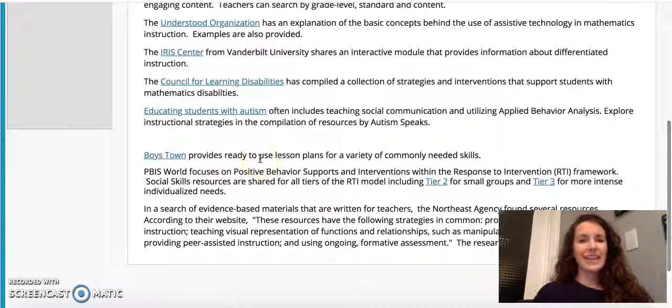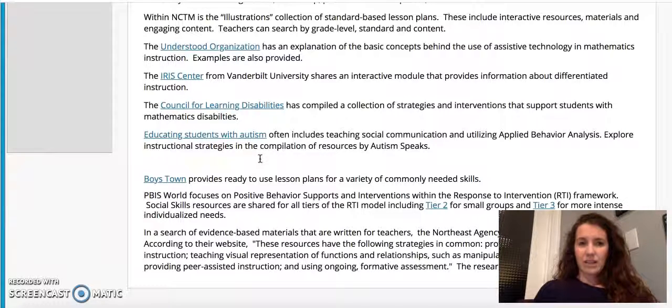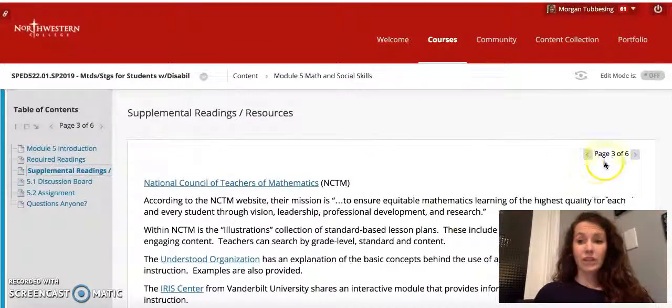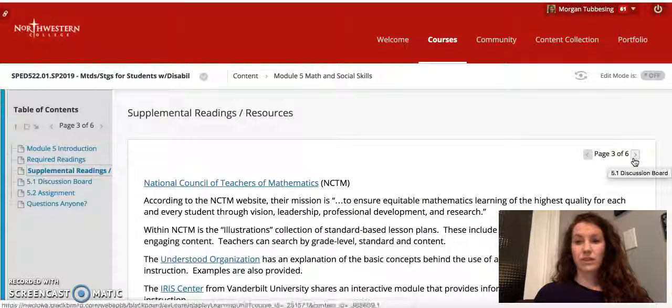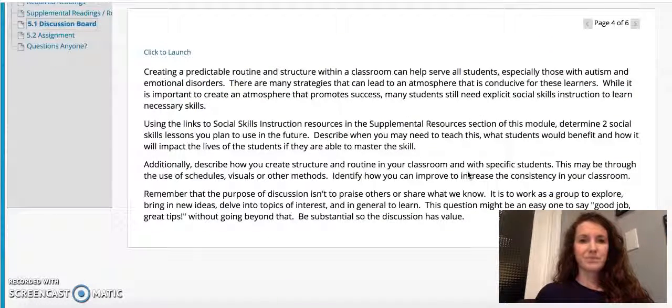The Boys Town link, I know a student did have an issue with this. I was able to open it some of the time, and then I was not able to at one point as well. So I don't know if maybe they were having an issue with their website for a brief period of time. There is a link here and then also in the Questions Anyone forum. So please let me know if you're not able to access this, because these are really nice lesson plans for social skills that give you an idea of what a social skills lesson plan may look like if you haven't taught one before, and then if you are looking to beef up what you're already doing, those are some nice ones to have on hand.